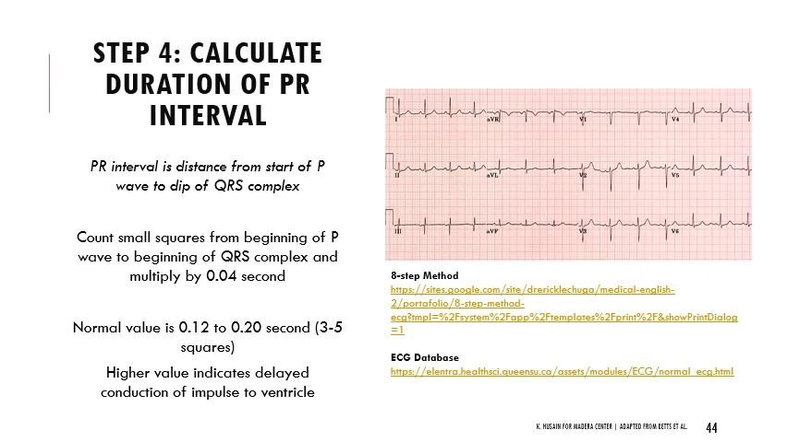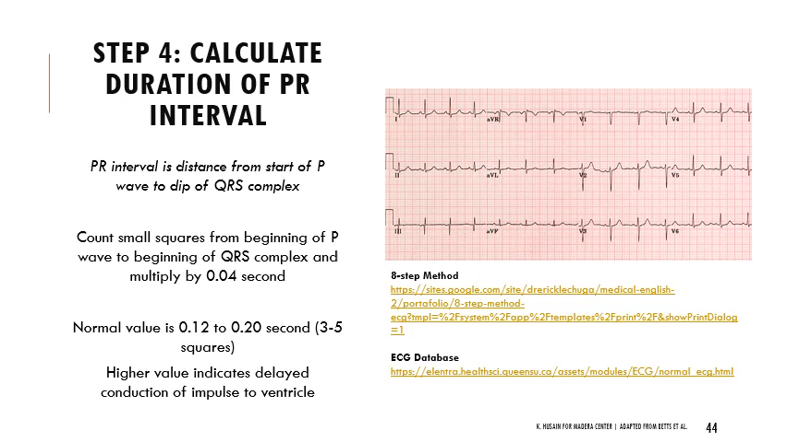The next step is to calculate the duration of the PR interval. That's the distance from the start of the P wave to the dip of the QRS complex. You can do this by counting the number of small squares from the beginning of the P wave to the beginning of the QRS complex and then multiplying that by 0.04. A normal range is 0.12 to 0.20 seconds, which is about 3 to 5 squares. If you have a higher number of squares than that between the P and the R, the PR interval, then that indicates delayed conduction of the impulse to the ventricle.